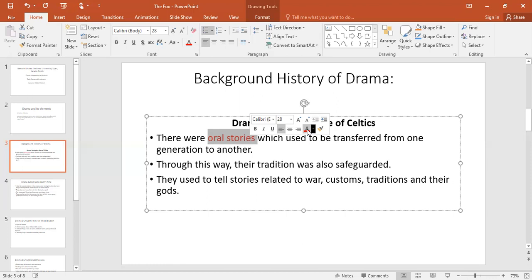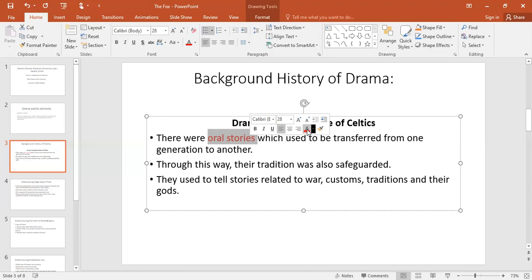Another important point here is that they used to tell stories related to war, customs, traditions and gods. Now you see, these oral stories that were transferred as data from one generation to another were based on tradition.